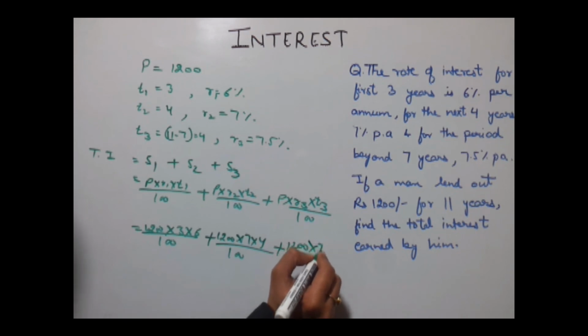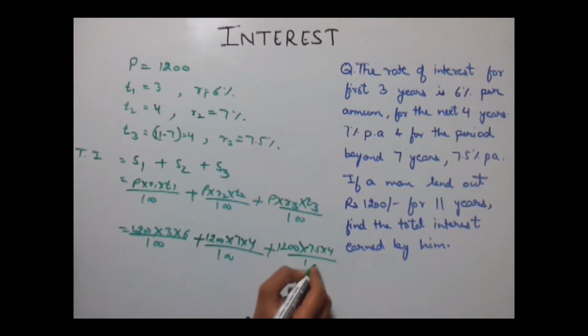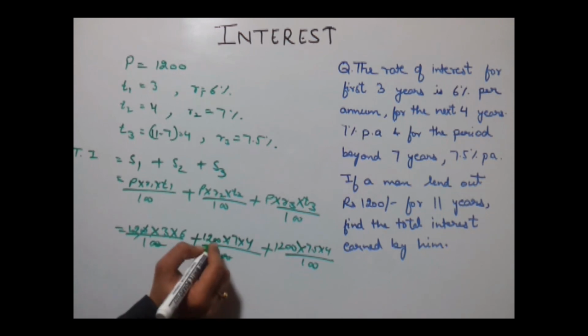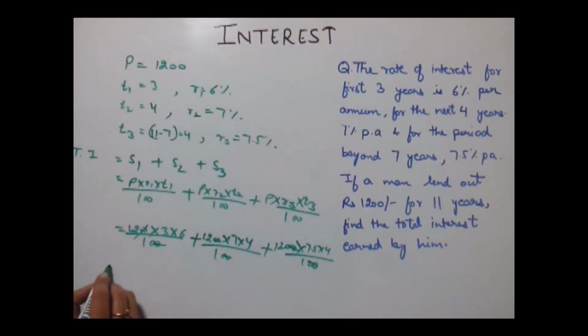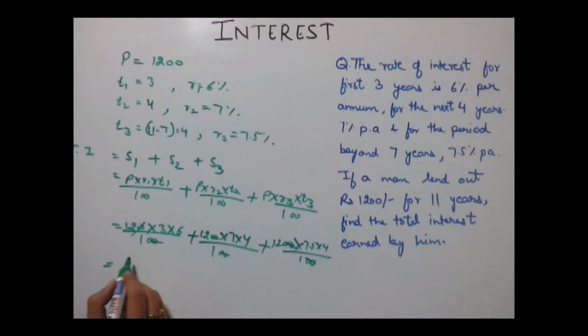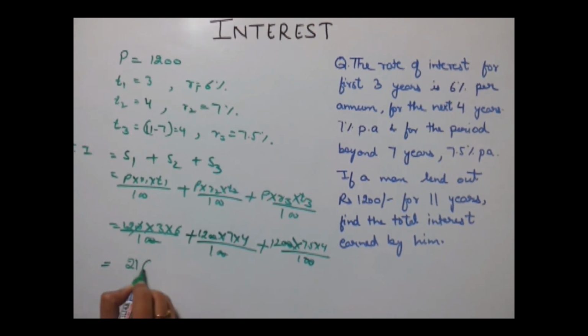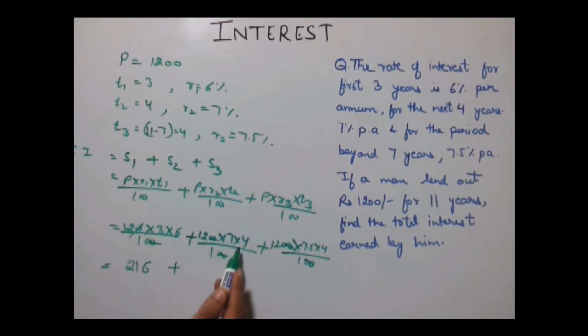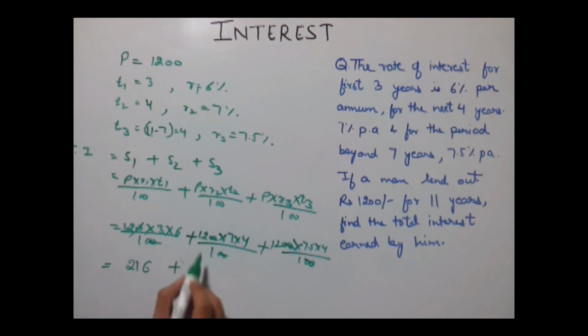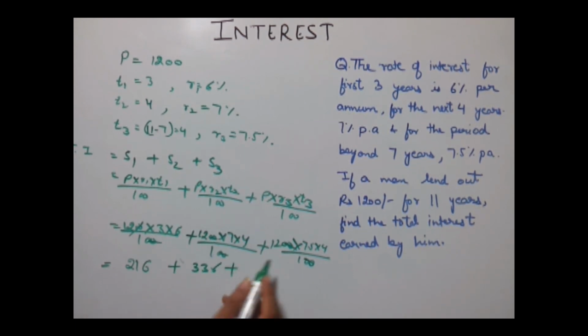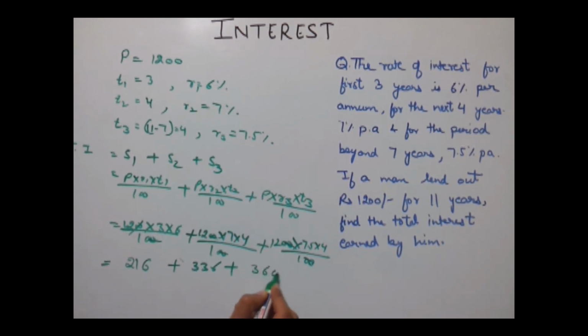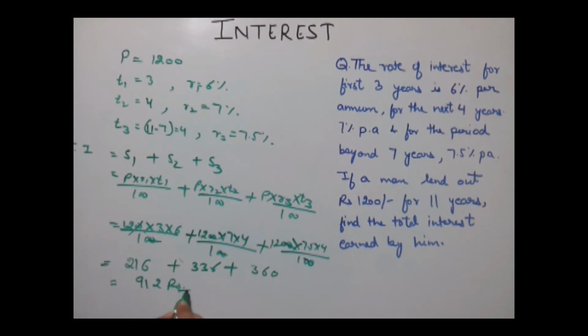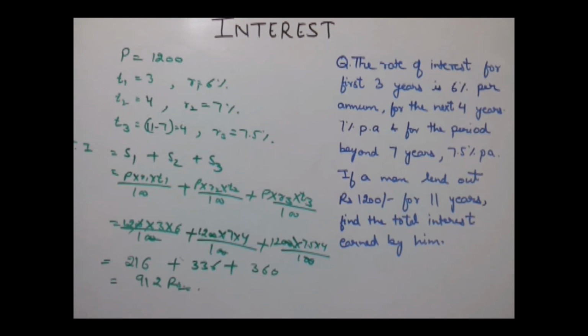into 7.5 into 4 upon 100, cancelling zeros. We will get 12 into 3 into 6 gives us 12 into 18, that is 216, plus 12 into 7 into 4, that is 12 into 28 is 336, plus 12 into 7.5 into 4 is equal to 360, which gives us 912 rupees as the answer. And thus total interest earned by him is 912 rupees.